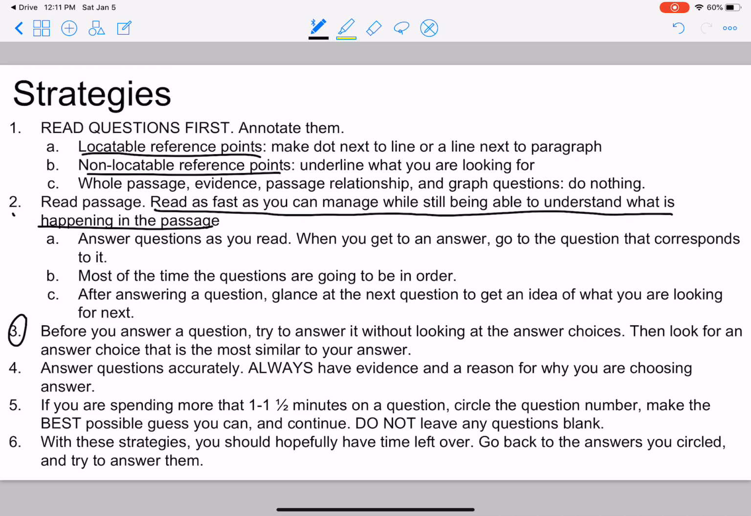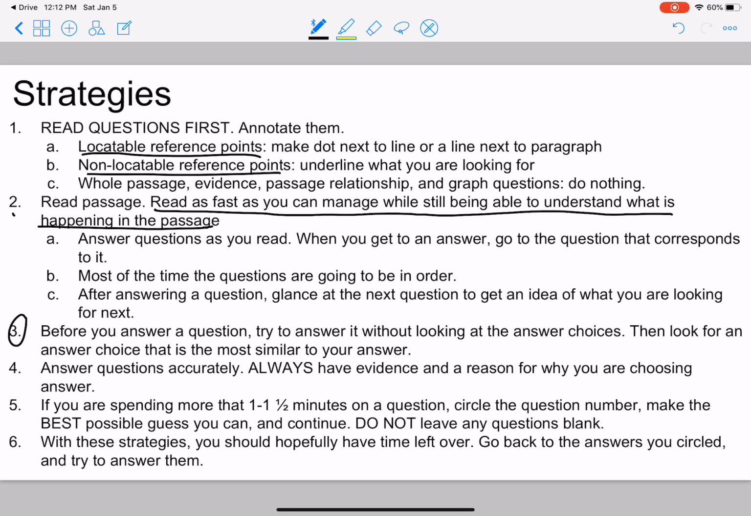And then number 3, before you answer a question, try to answer it without looking at the answer choices. So you can see the question's asking, why did Lemmy close the history book? And as you read, you found the place where Lemmy started closing the history book, and then try not to look at the answers and just try to, after you read that part, answer yourself. Why did Lemmy close the history book? And then you tell yourself it was because he was bored, and then go to the question and look for the answer that's similar to it was because he was bored.